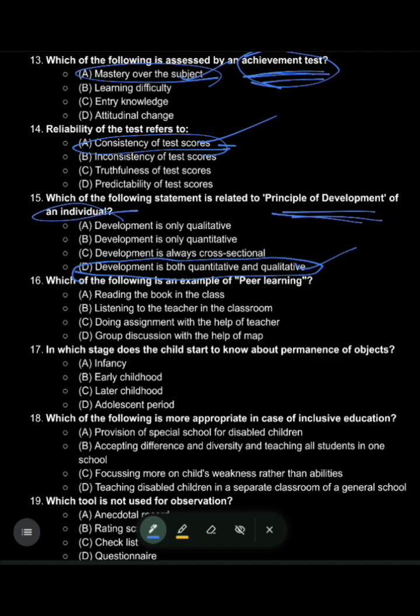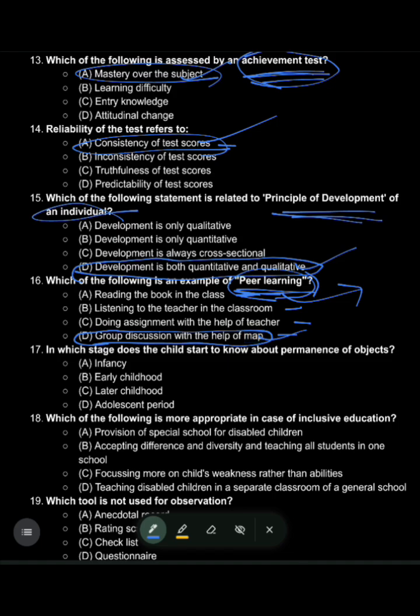Next, number 16, if we see, which of the following is an example of peer learning? Reading the book in the class, listening to the teacher in the classroom, doing assignment with the help of a teacher, or group discussion with the help of a map. Peer learning means what? The word peer itself tells that when we are discussing with our friends or with our classmates, that is peer learning. So peer learning will happen obviously in the fourth option. Group discussion with the help of a map will be the correct answer. Is it clear?